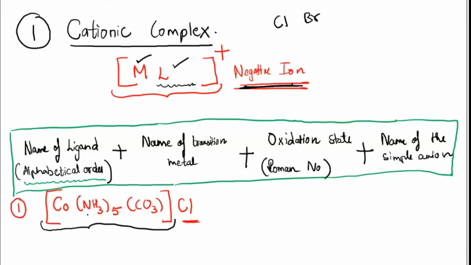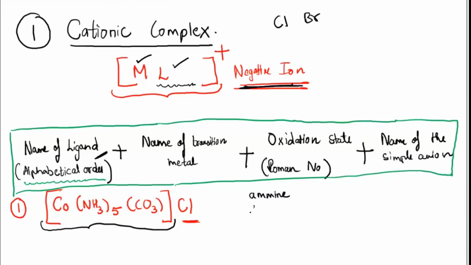Now once you go to this coordination sphere, what do you have to name first? You should name the ligand first. There are two kinds of ligand. You can see NH3 five times. NH3 is what ligand? Amine. I'll write it here: amine. And the second one, CO3.